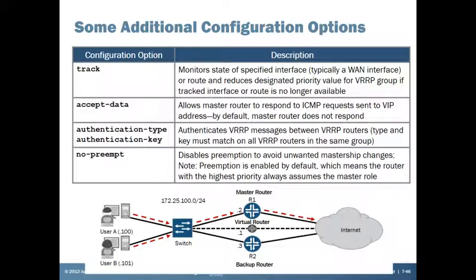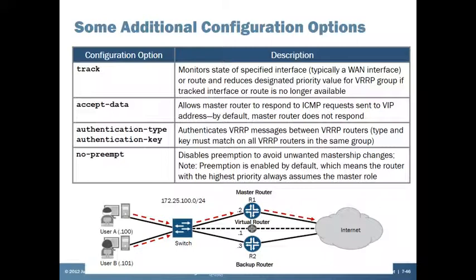We can accept data, which allows the master router to respond to ICMP requests sent to the VIP address. By default, the master router does not respond, so we can change that default behavior. We can set up an authentication type where we authenticate the VRRP messages between the routers. The type and key must match. And no preempt disables preemption to avoid unwanted mastership changes.